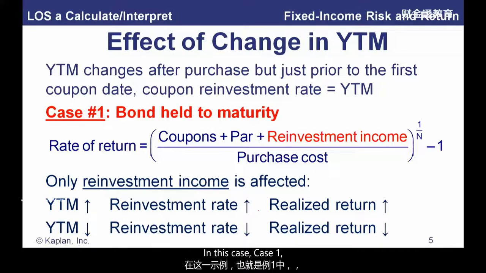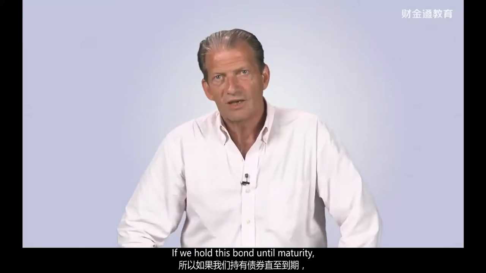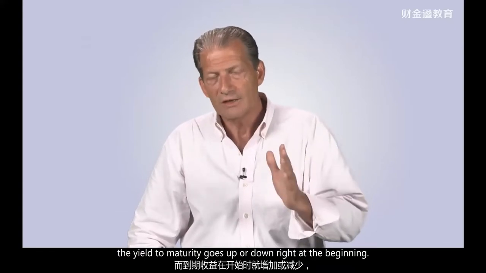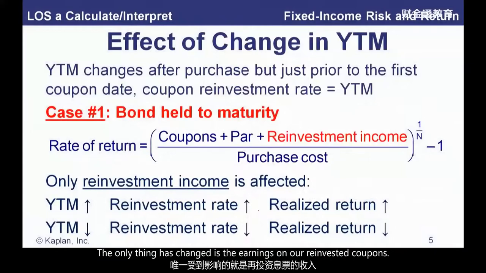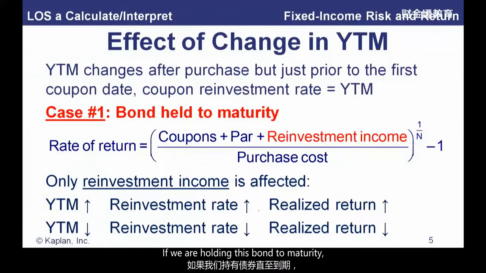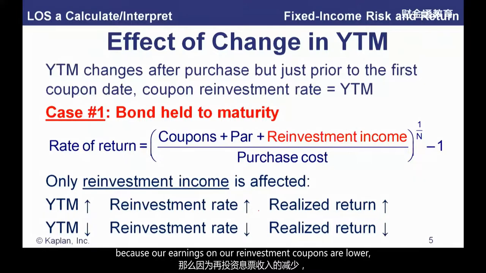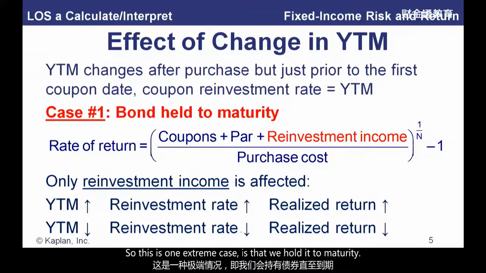Well, in this case, case 1, only reinvestment income is affected. So if the yield to maturity goes up, the reinvestment rate goes up, and so does the realized return. We're going to hold it to maturity, so we've got no capital gain or loss, whether the yield to maturity goes up or down right at the beginning. The only thing that's changed is the earnings on our reinvested coupons. So if we're holding this bond to maturity, we don't really have any price risk. What we have is reinvestment risk. If it goes up and we hold it to maturity, we make more. If it goes down, because our earnings on our reinvested coupons are lower, our realized returns are lower. So this is one extreme case: we hold it to maturity.